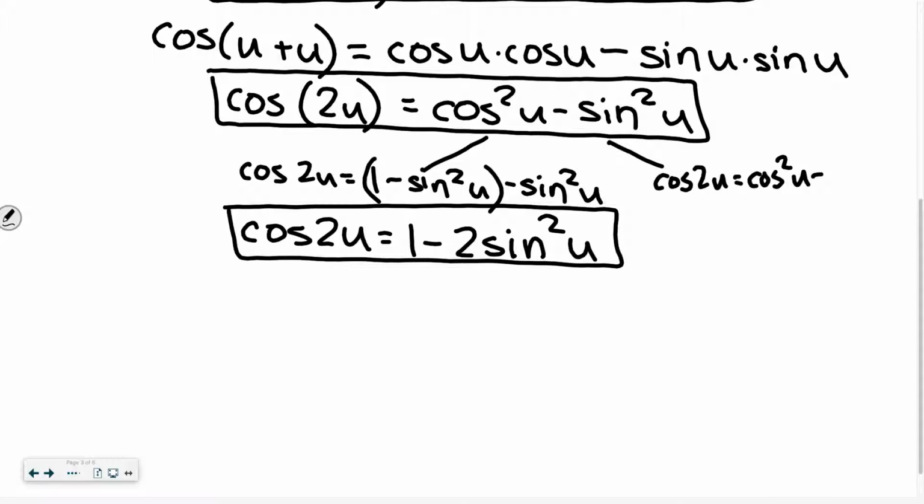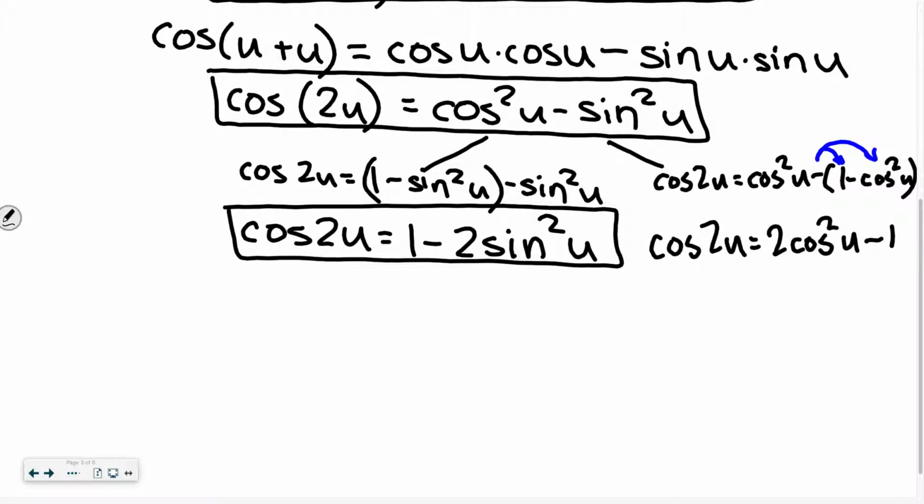and subtract sine squared u, but use the Pythagorean identity, 1 minus cosine squared u. So I'm just manipulating the equation that's already there by making a substitution. Be careful on this one. You have to distribute that negative so the cosine squareds don't disappear. It actually makes positive 2 cosine squared. So another version of this is cosine 2u equals 2 cosine squared u minus 1.